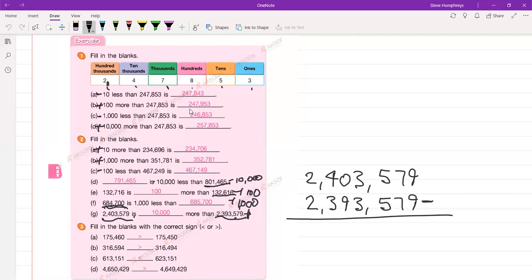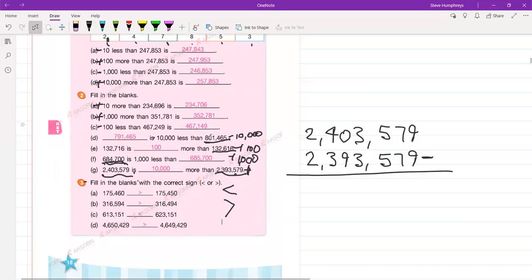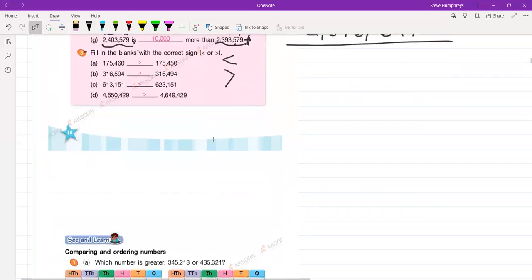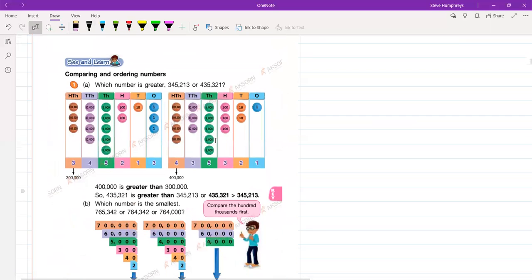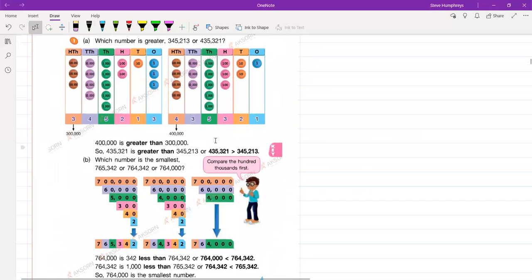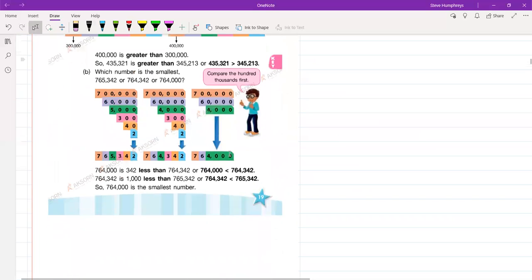And number 3, comparing numbers. Fill in the blanks with the correct sign. Less than or greater than. Compare the two numbers and write the correct symbol on the line. Okay, let's move on to page 19.